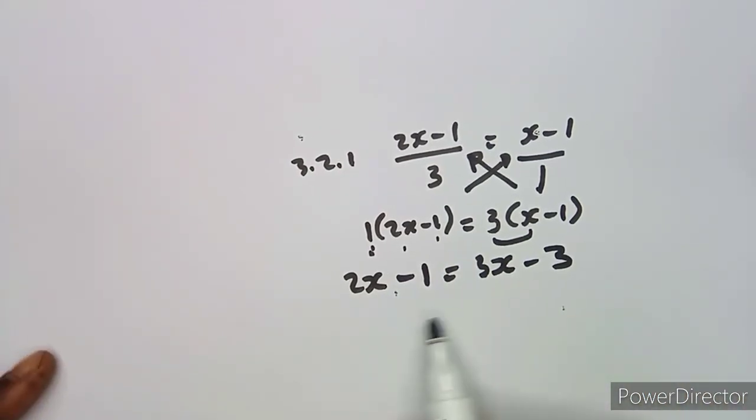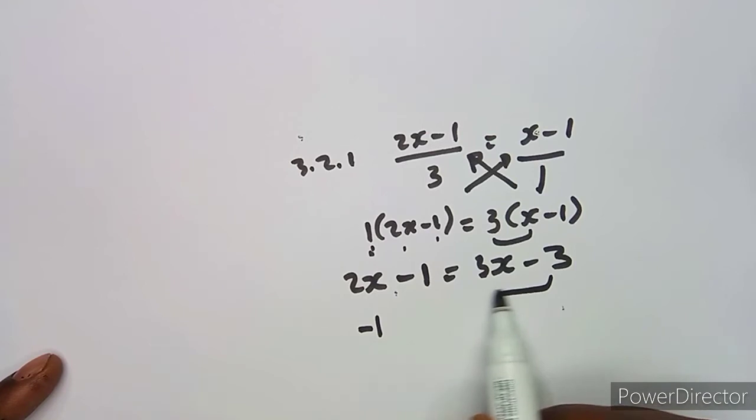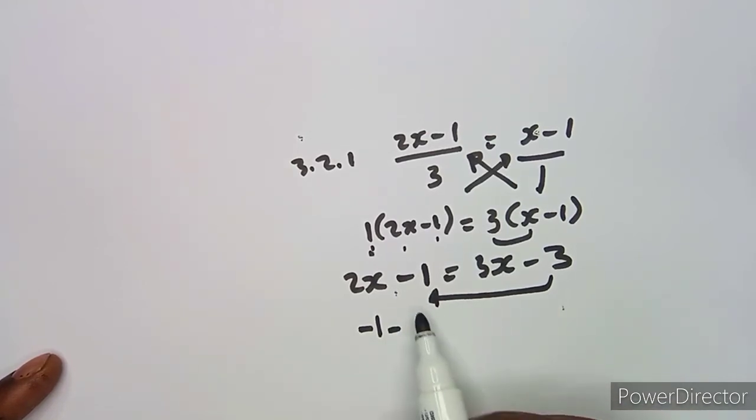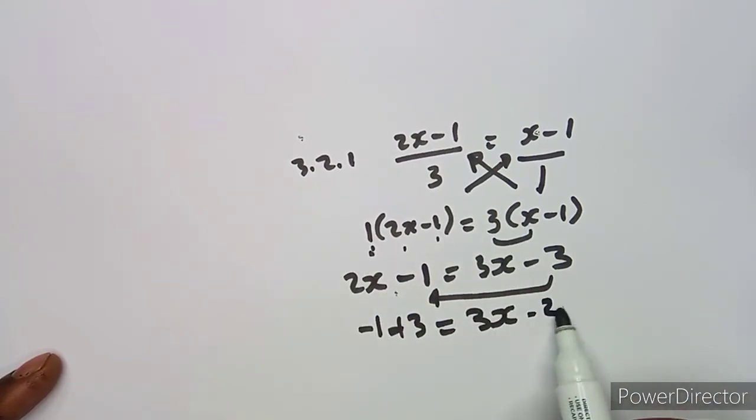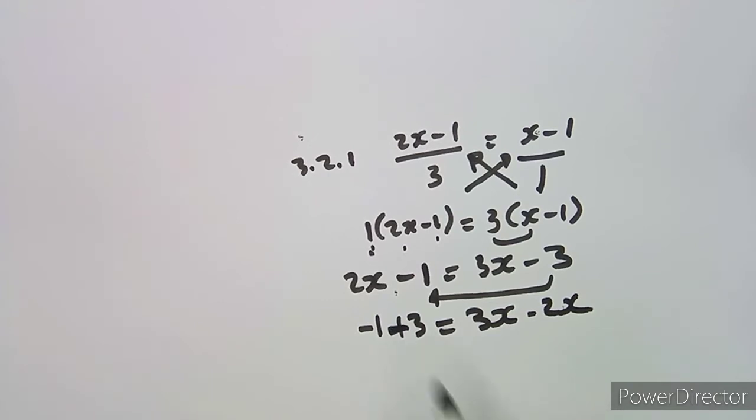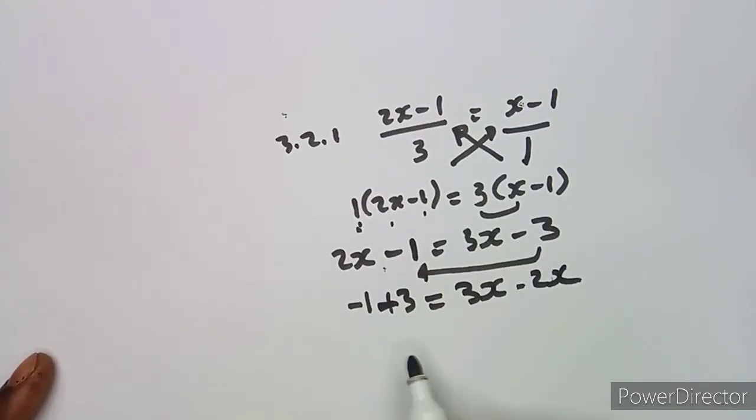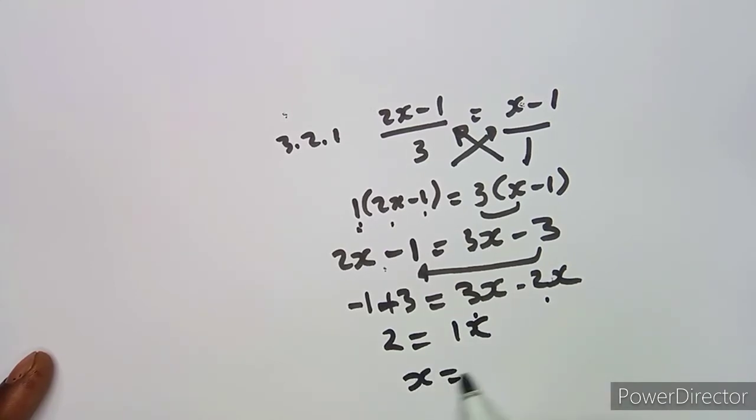So collect like terms. The minus 1, moved to this side, becomes plus 3, which is equivalent to 3x. Transpose 2x to that side and it becomes minus 2x. So minus 1 plus 3 is actually 2, and 3x minus 2x is 1x, which is the same as x. There's no need to write it as 1x, guys. 1x is the same as x. All right, so that's what we had.